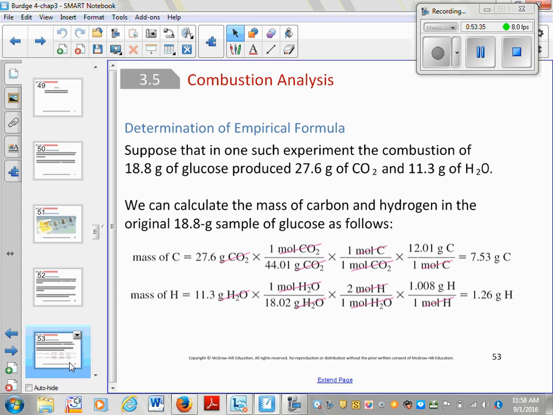So this weighs 30. I said it weighs 180, right? So 1 unit weighs 30. So how many units do I have to have? 6. So I have 6 of these. So if I multiply this by 6, I get C6, H12, O6. That's the molecular formula for glucose.